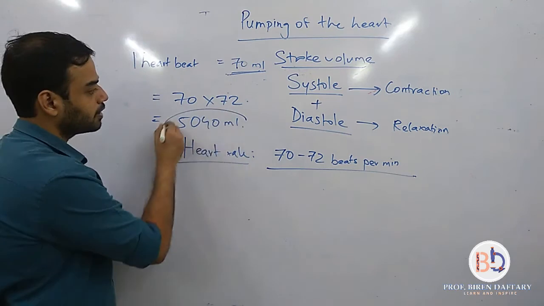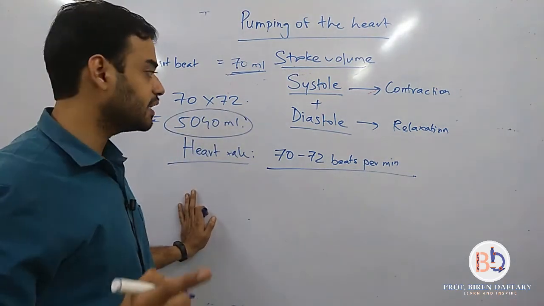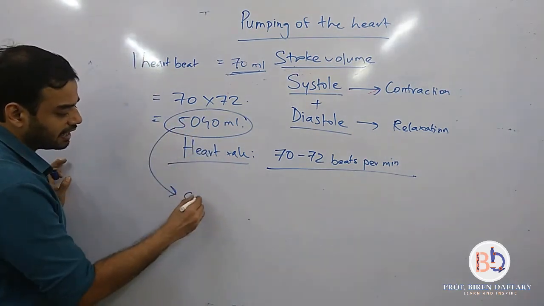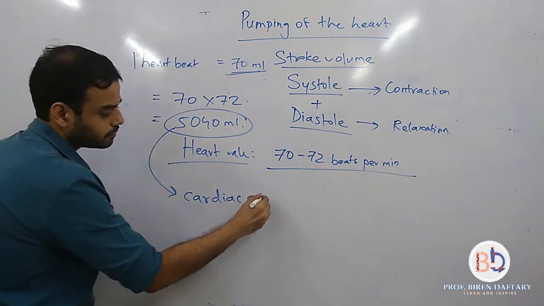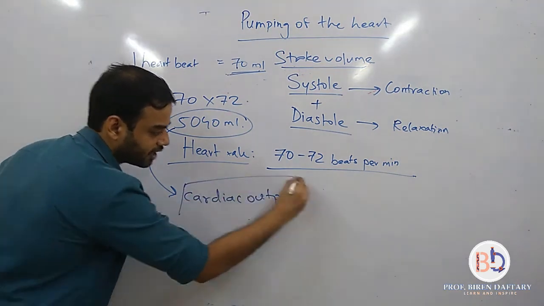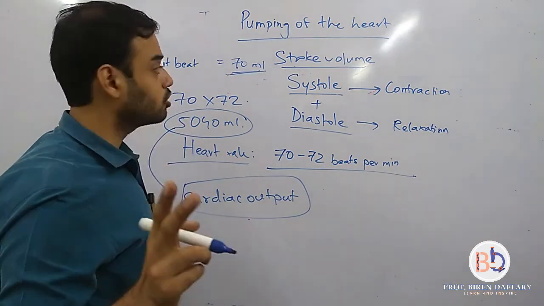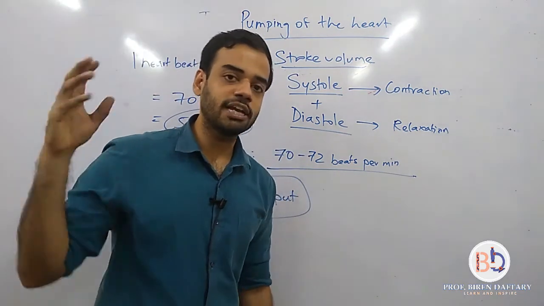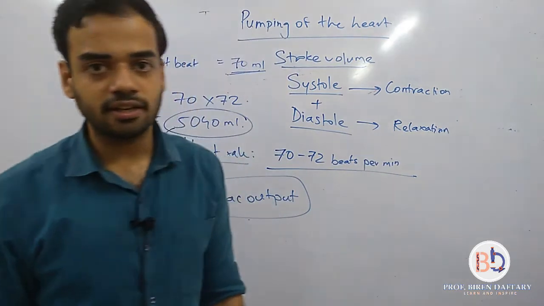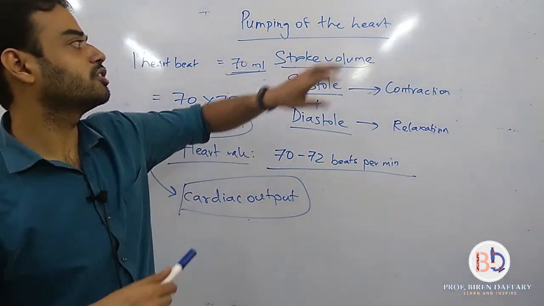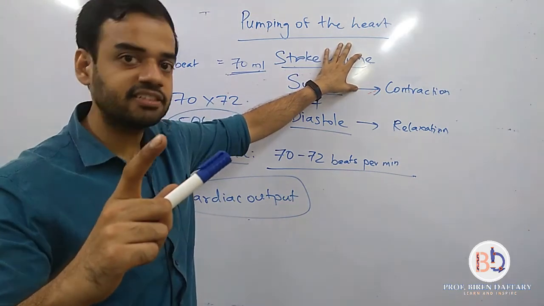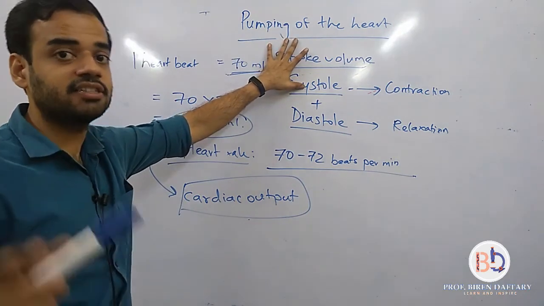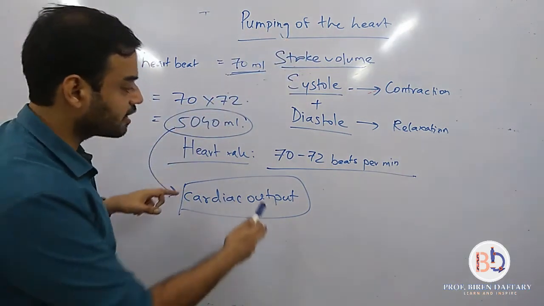This volume of blood pumped by the heart or pumped by the left ventricle in 1 minute, which is approximately 5 liters, this is called as cardiac output. This volume of blood is called cardiac output. So see, there are two different terminologies. Are you understanding? So this part, pumping of the heart, is just to get you acquainted with different words. For example, what is systole, what is diastole. Okay, what is stroke volume? The amount of blood the heart pumps in 1 beat is called stroke volume. The amount of blood the heart pumps in 1 minute is called cardiac output.